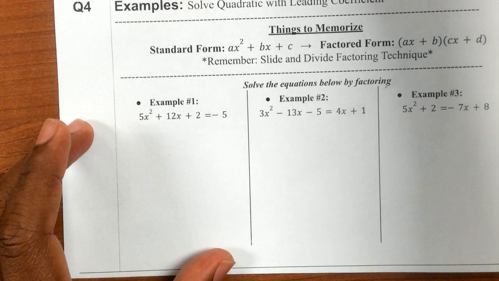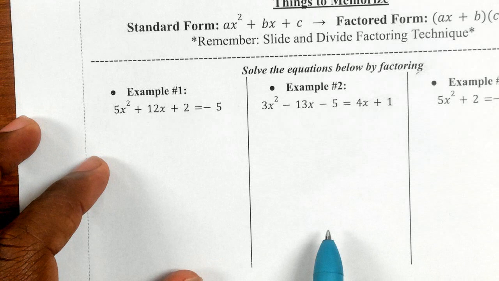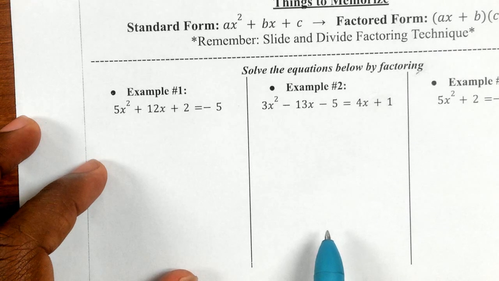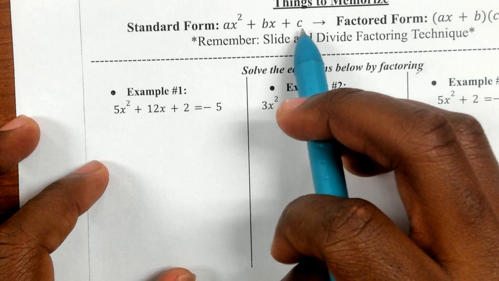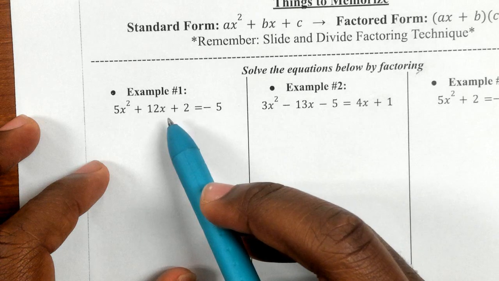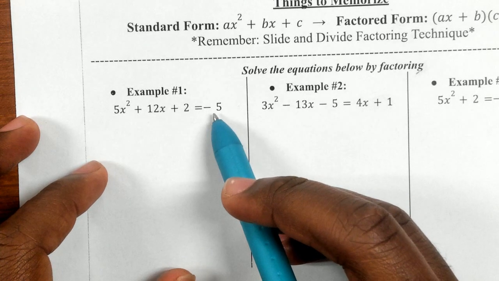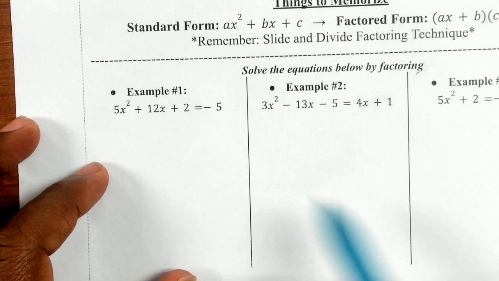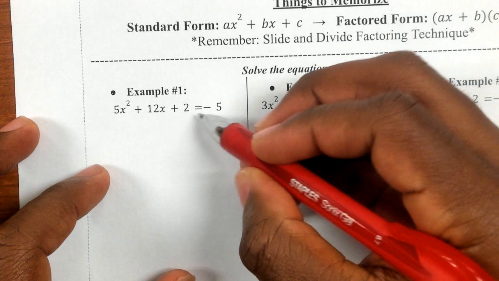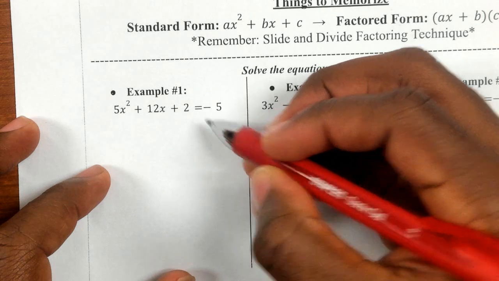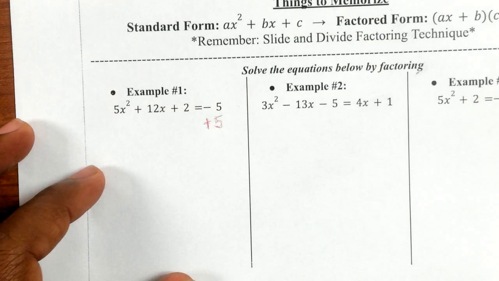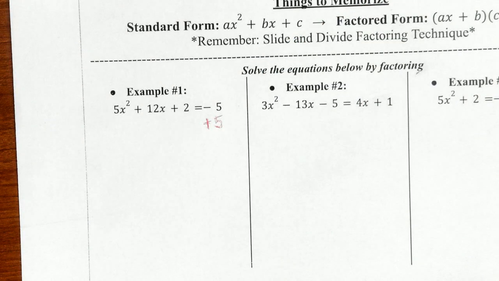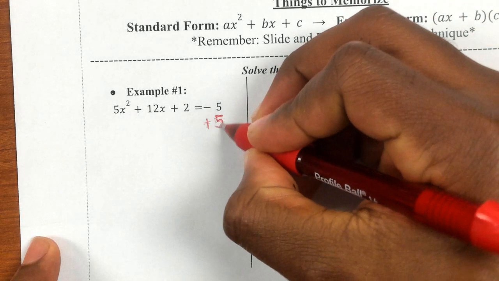So first things first, I need to get the standard form for a quadratic. However, the standard form means that all the variables and all the constants are on the same side. Here, we don't have this -5 on the same side. So I need to move the -5 to the other side. To move a -5 to the other side, you need to add 5. So we're going to add 5 to both sides.